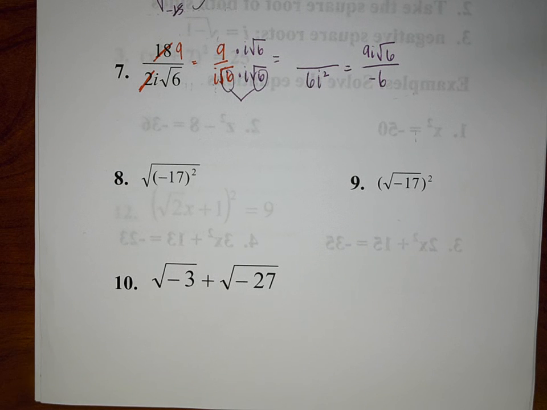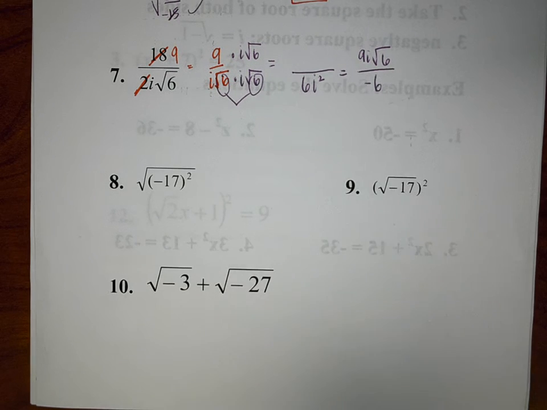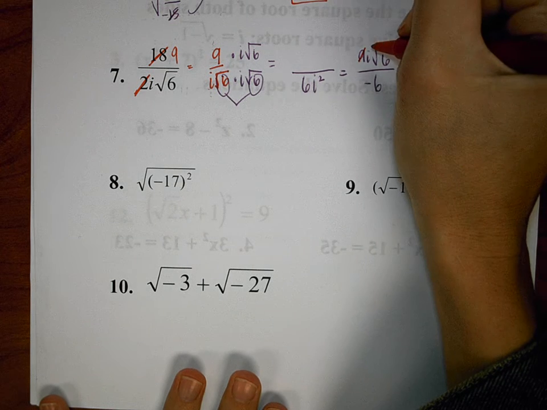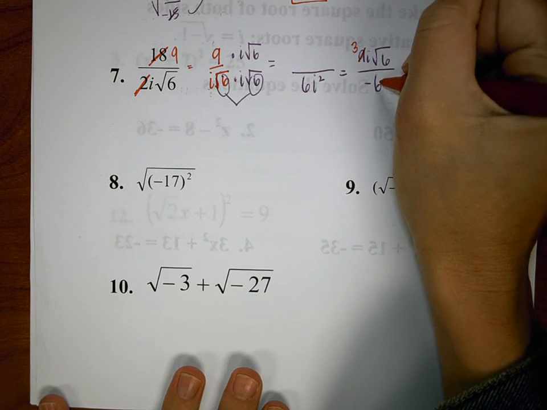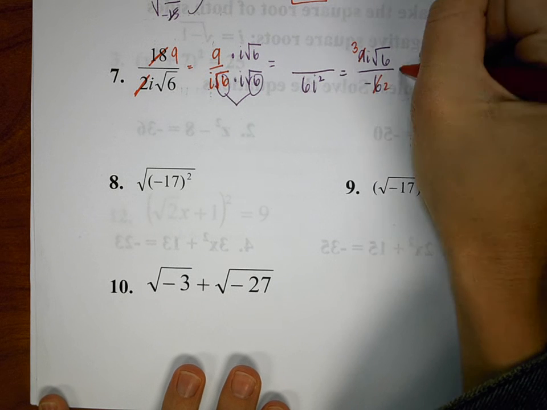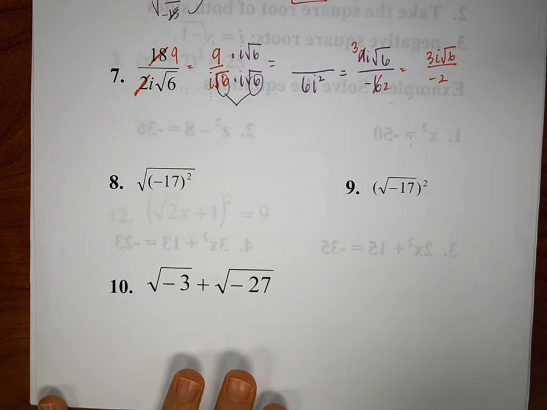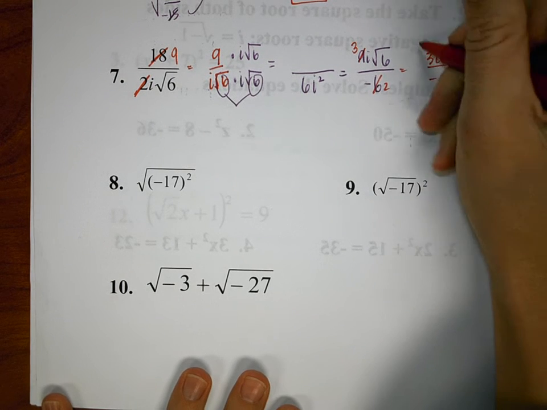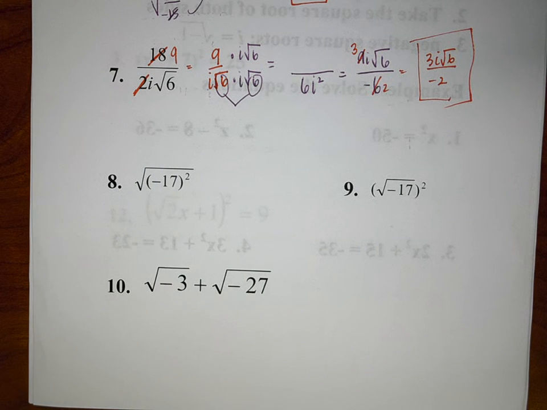Oh yeah, the 9. Good. And these are both outside of the root, so I can reduce these. So this 3 goes into both of them, right? 9 goes into 3 times, and 6 goes into 2 times. Good. So we end up getting 3i root 6 over negative 2. And that's your answer. Questions?